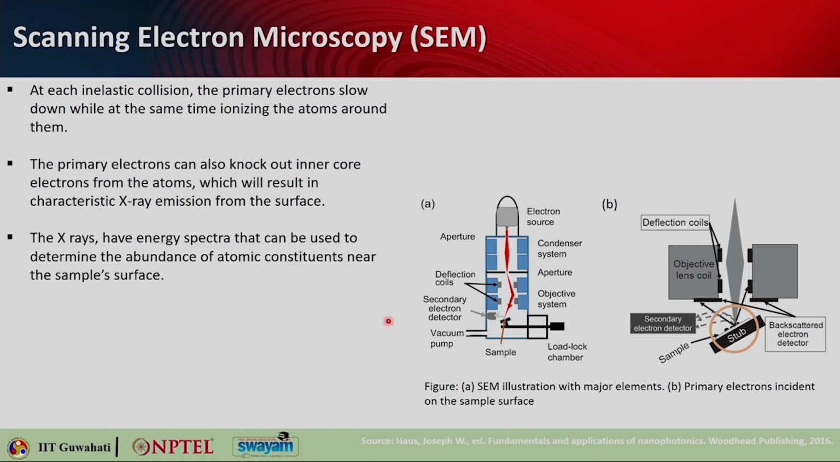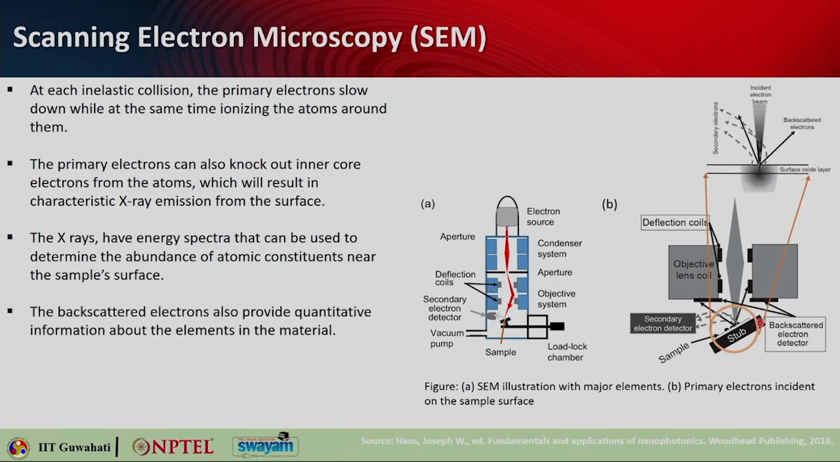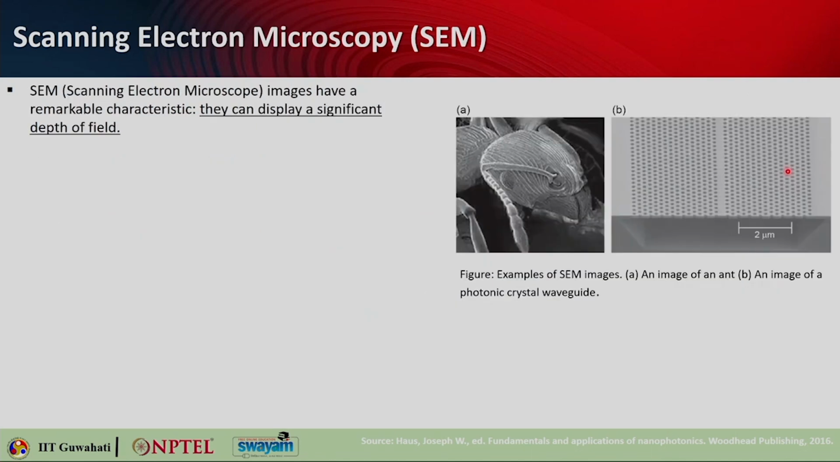The X-rays have energy spectra that can be used to determine the abundance of atomic constituents near the sample's surface. And if you look into this part, what is happening here, you can see that this is the direction of the incident electron beam, this is basically the backscattered electrons, and these are the secondary electrons. And these backscattered electrons also provide quantitative information about the elements in the material.